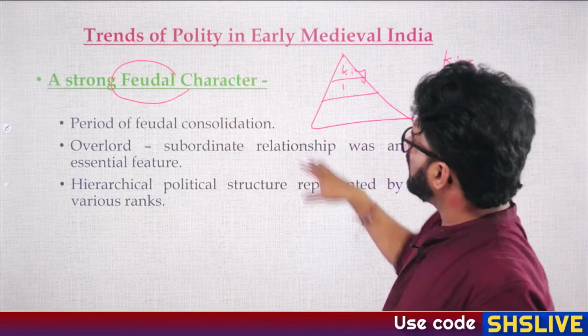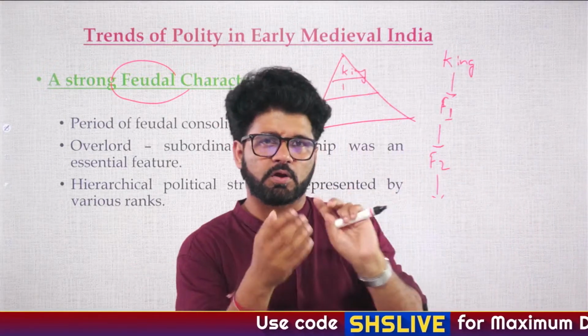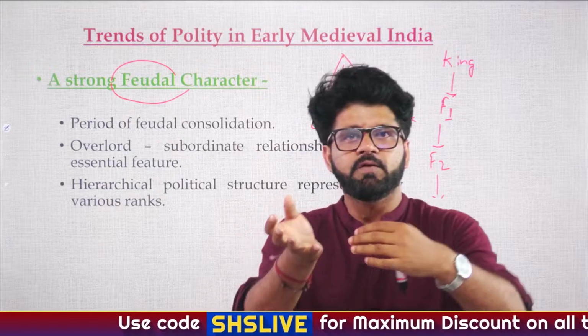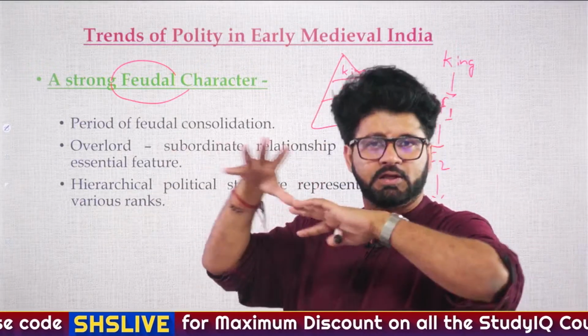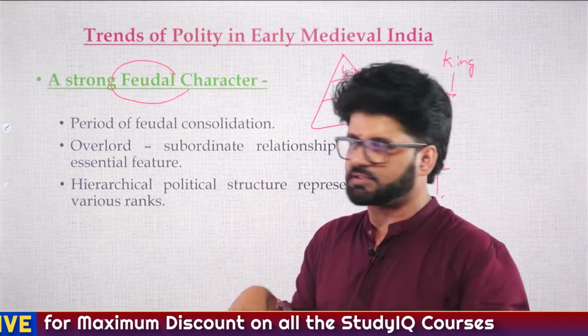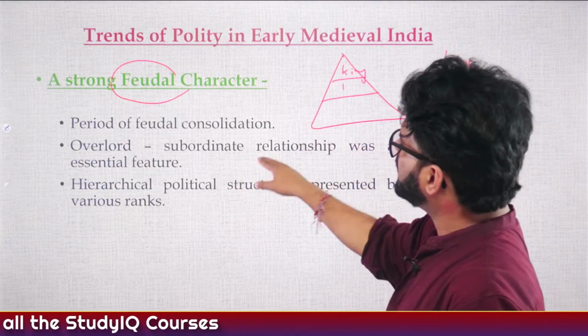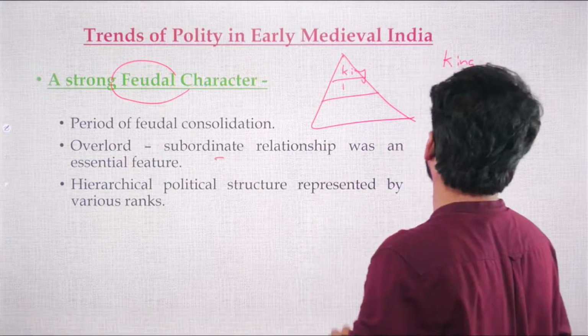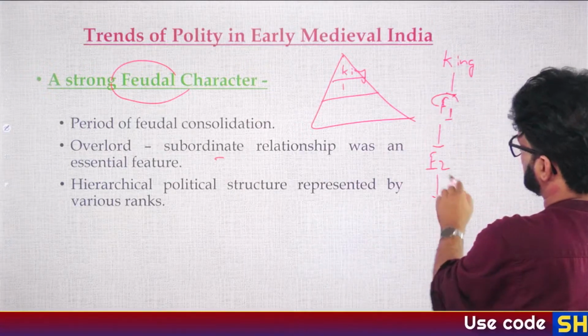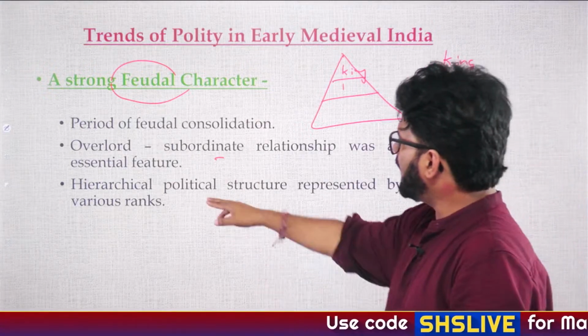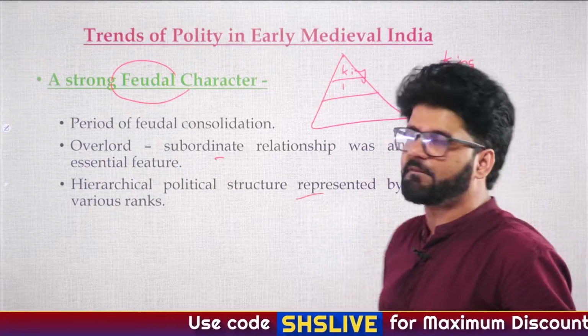So there is a strong feudal character, and all these things are happening because the money is reducing. We are going agrarian in nature. The king is getting weakened to a certain extent. Decentralization is happening. It is a period of feudal consolidation, with an overlord-subordinate relationship. So he is the overlord, he is the subordinate, and this will go on like this. A hierarchical political structure represented by various ranks.